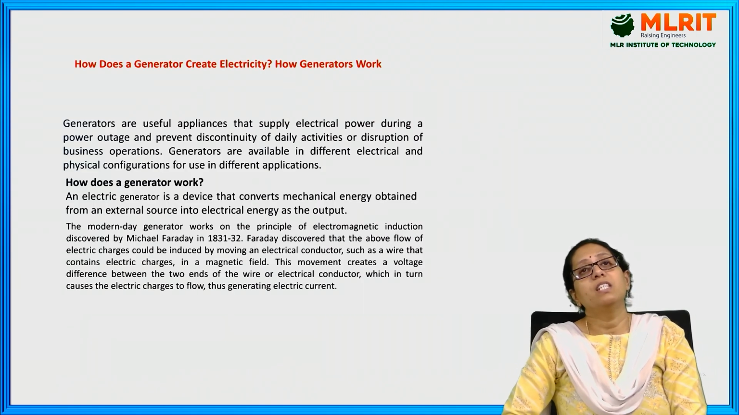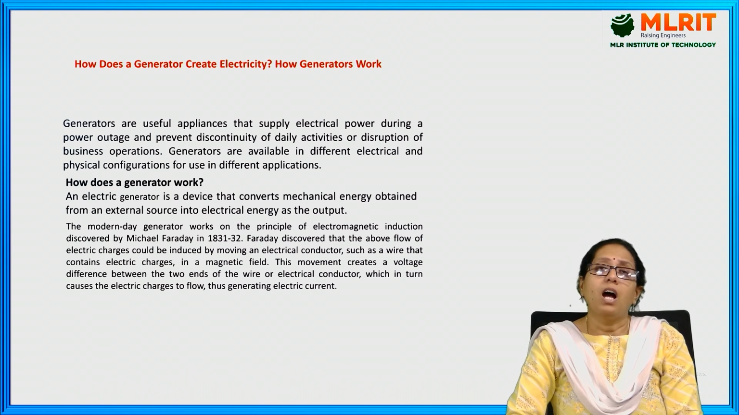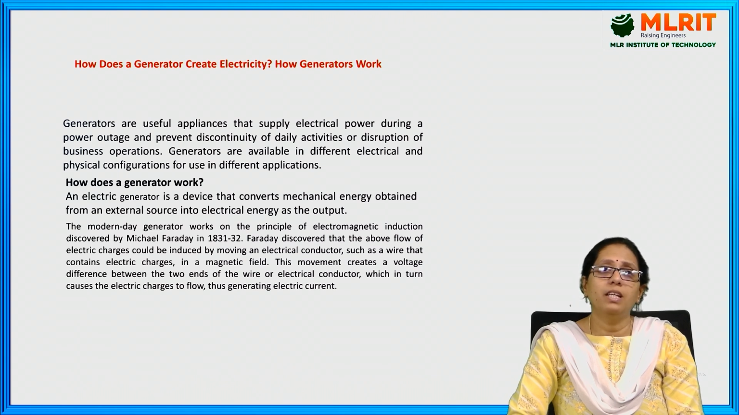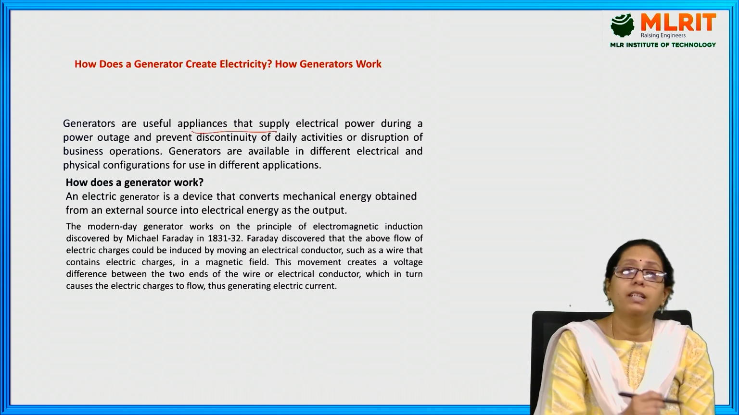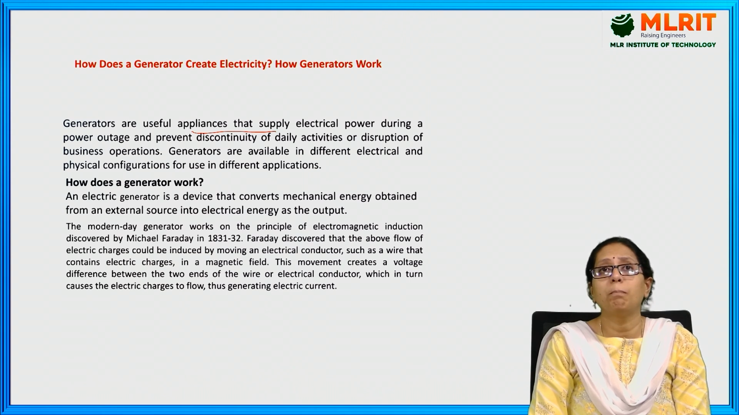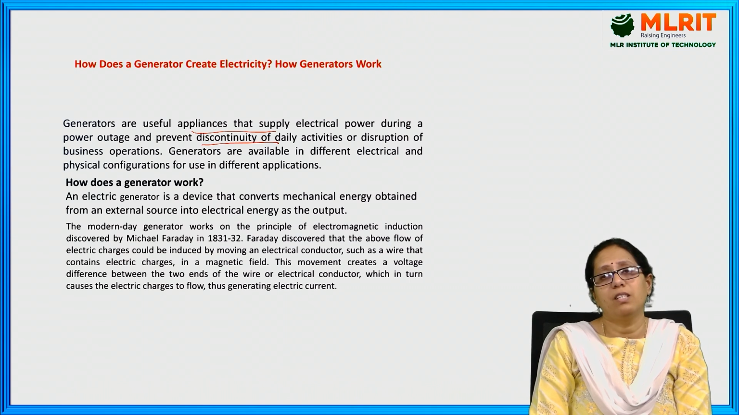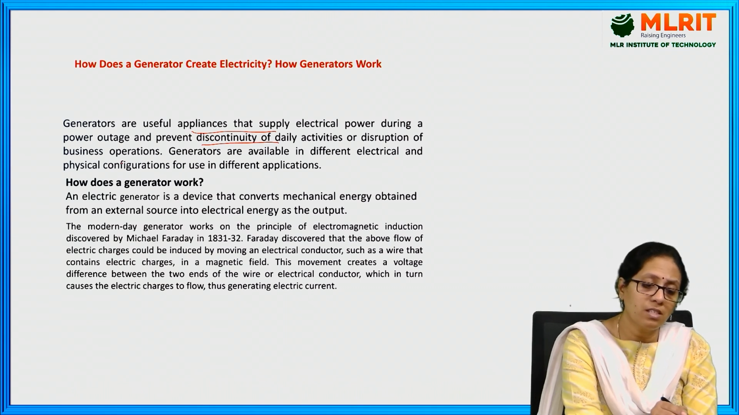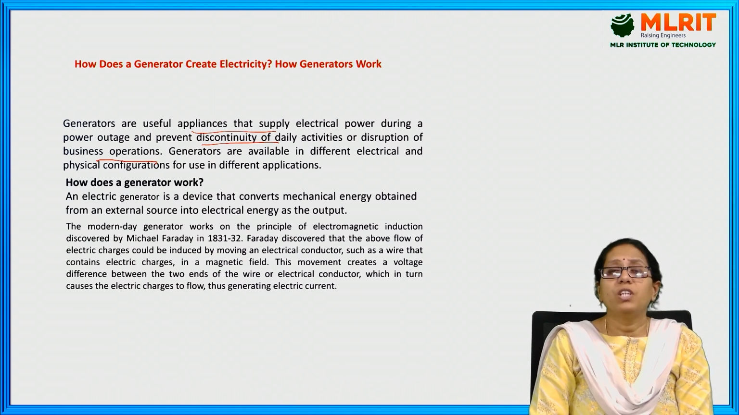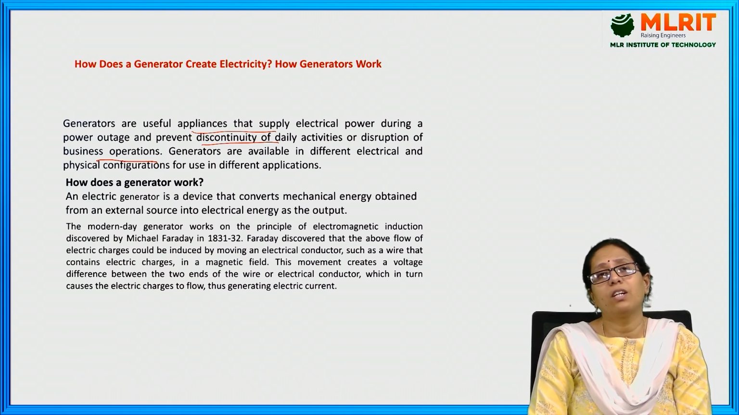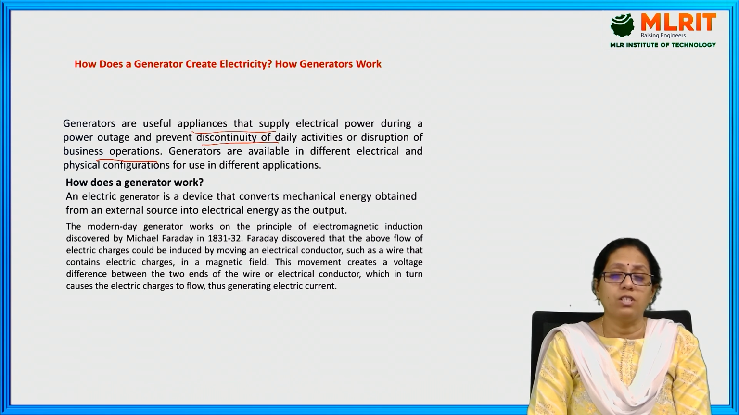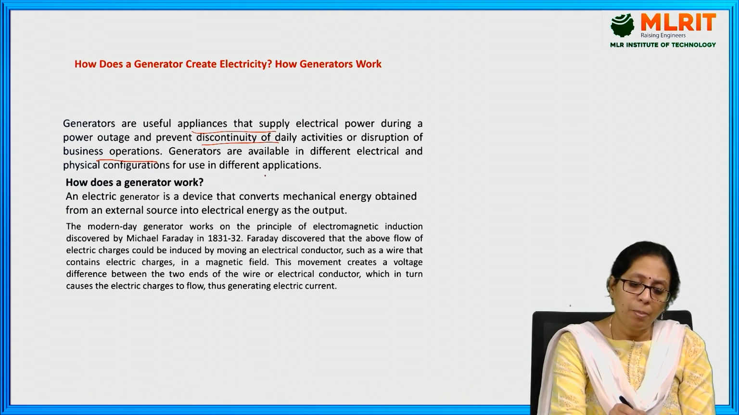How does a diesel generator create electricity? How does a generator work? A generator is nothing but a device which converts mechanical energy to electrical energy. Generators are useful for applications that supply electrical power during a power outage, and prevent the discontinuity of daily activities and disruption of business operation also. Generators are available in different electrical as well as physical configurations for use in different applications.